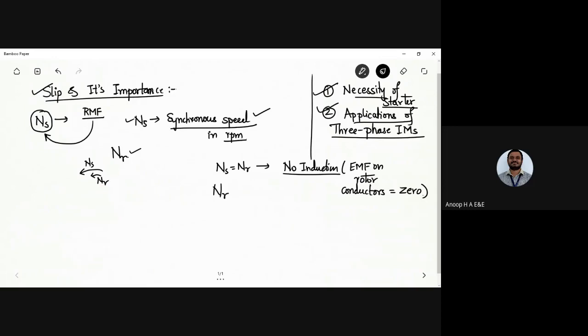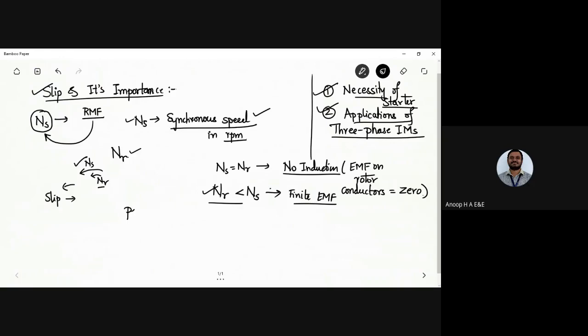Always, NR is less than NS because you need to have a finite value of EMF. So that is the reason why NR is always less than NS. The rotor tries to catch up with the synchronous speed, and that is the reason for slip. So that is where the concept of slip in a three-phase induction motor comes from.